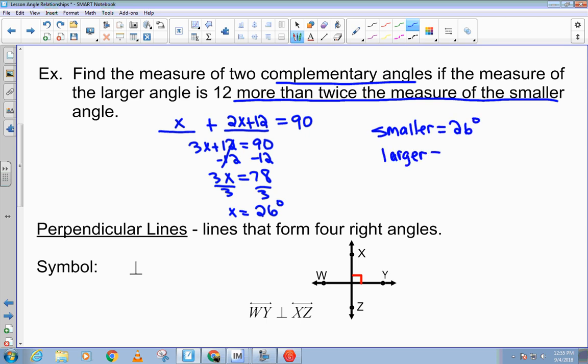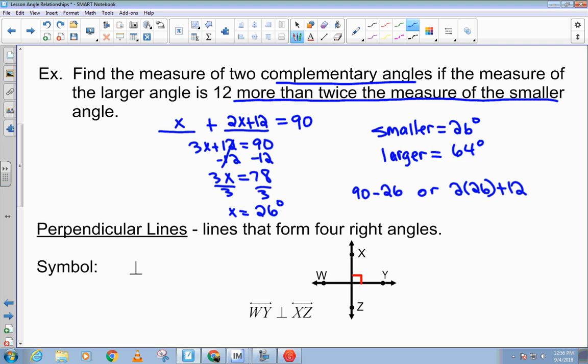What am I going to do to find my larger angle? Okay, I hear two different things. Some people think take the 26 and plug it in for x, right? Multiply by 2 and add 12. Absolutely, that works. But I also know that the smaller angle and the larger angle are complementary, which means what? They equal 90 degrees, so you can do 90 minus 26. So either way works, whatever you're more comfortable with. That gives me 64 degrees, is that right? So I can either do 90 minus 26, or I can do 2 times 26 plus 12. Either one of those is going to give you the right answer.